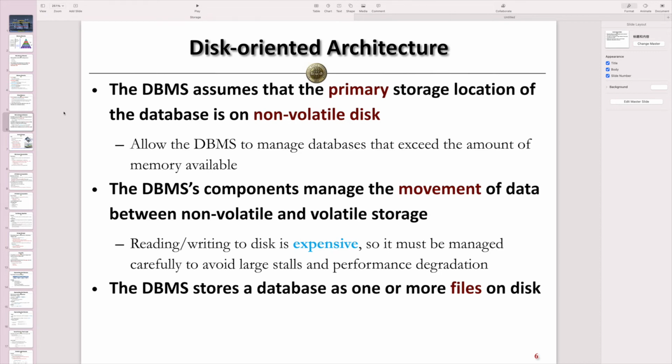And the DBMS components will manage the movement of data between non-volatile and volatile storage. If you know, when we do some editing of the data, we have to load the data to the memory so the machine can edit this data, right? And then we can write this data back to the disk again. And this reading and writing to a disk can be very expensive.